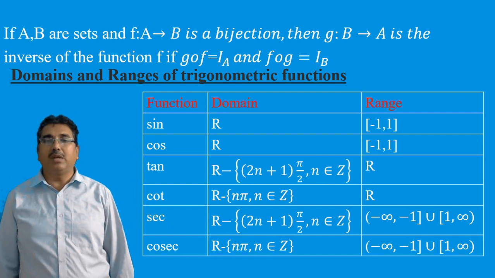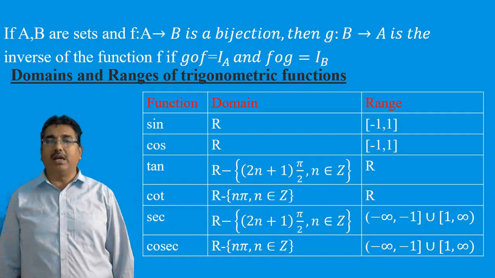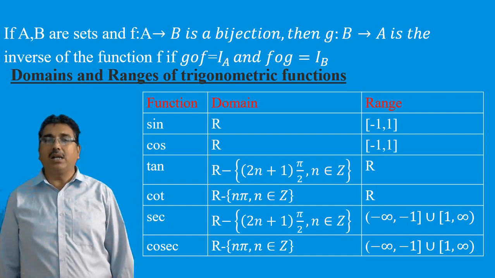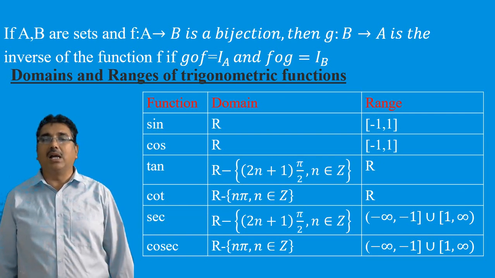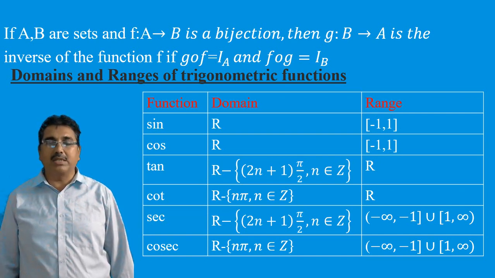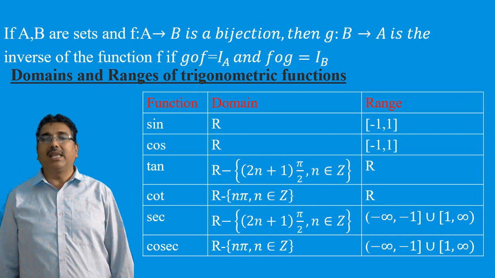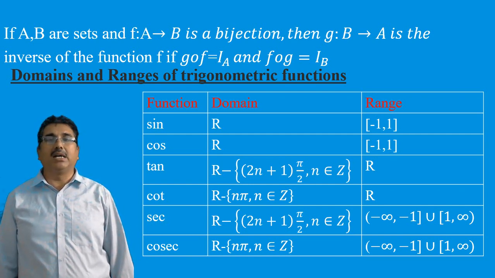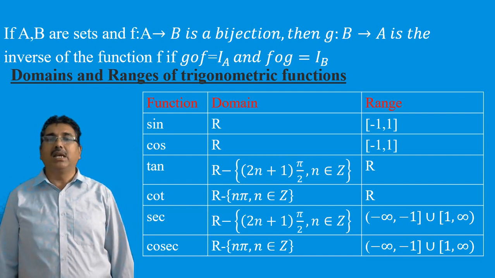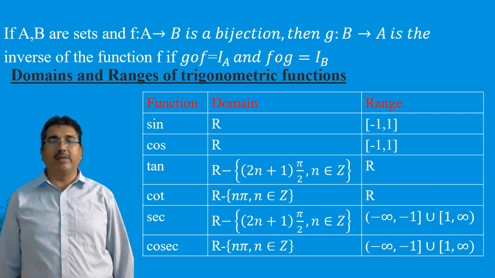Now, if x is not equal to nπ, then cot and cosecant are defined. Therefore, the domain of cot and cosecant is the set of real numbers except integral multiples of π. Right, these are the domains and ranges mentioned in the table.